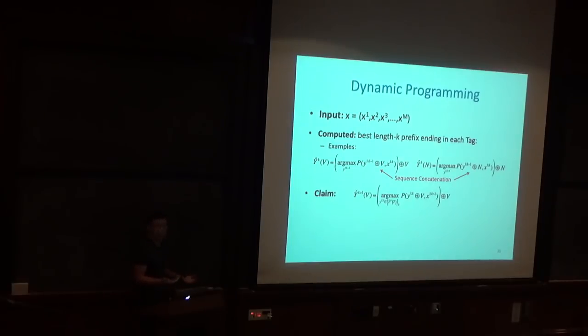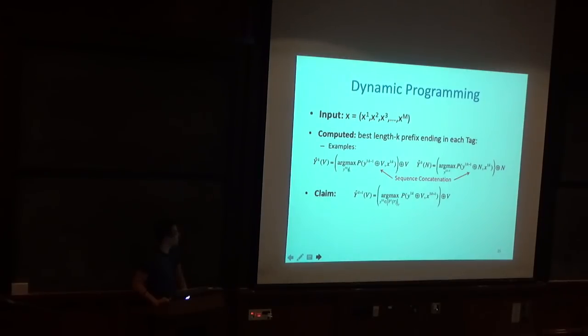The claim is that if we want to compute the best length k plus 1 prefix that ends in, let's say, verb, we only need to look over the solutions we've computed for length k. So in this particular case, suppose there are only two part of speech tags, verb and noun, then we just need to take a look at this sequence.